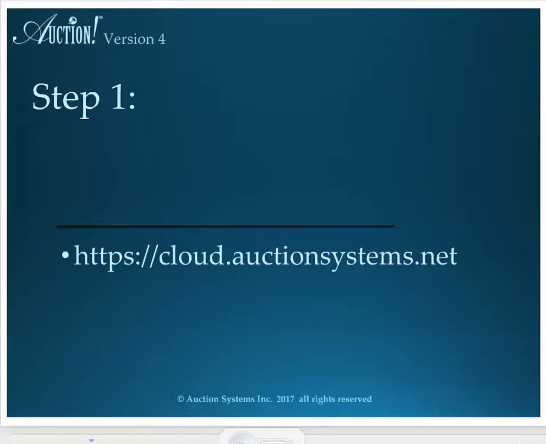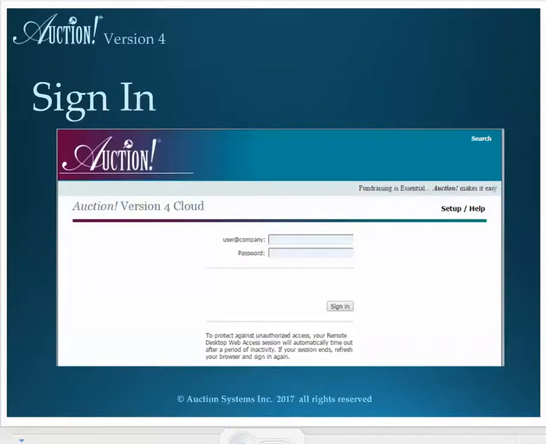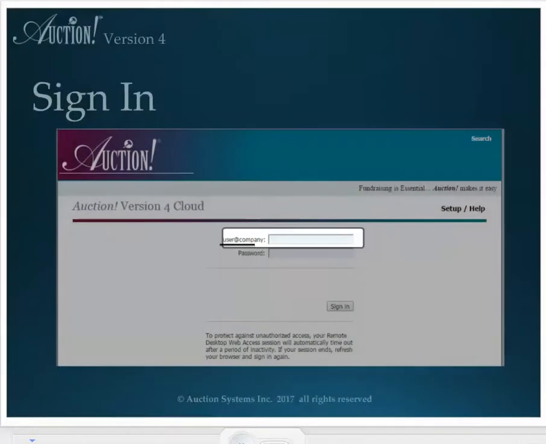go to https://cloud.auctionsystems.net. There will be a link to this location in the welcome email you received. This is the Cloud sign-in page. Enter the username and temporary password sent in the email and click Sign In.